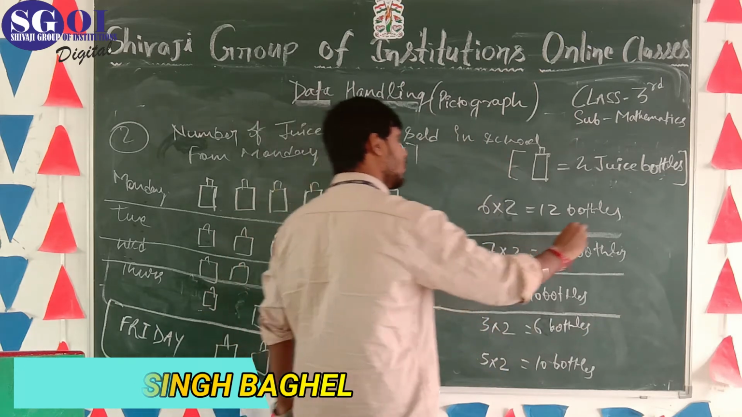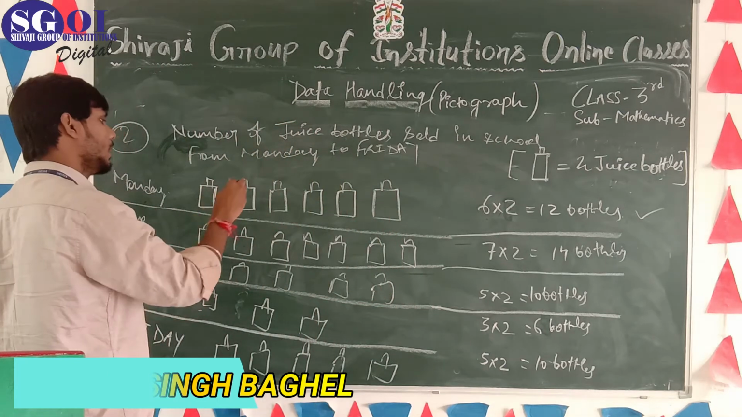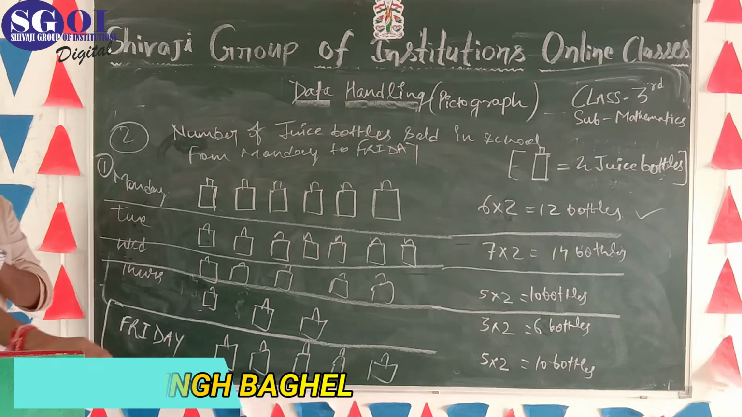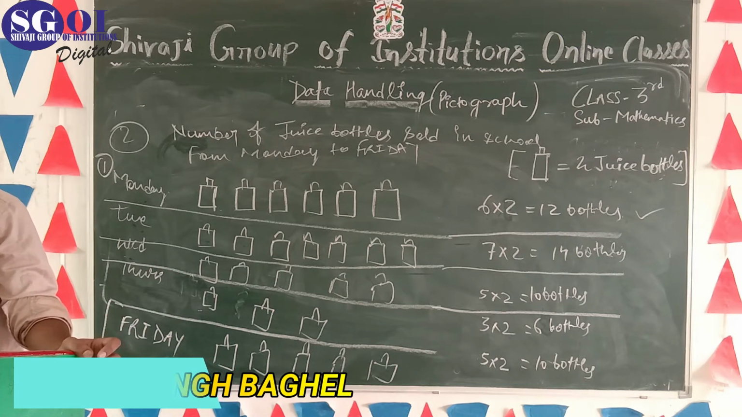On Monday. The first answer is on Monday. And the second question is, on which day were the least bottles sold?